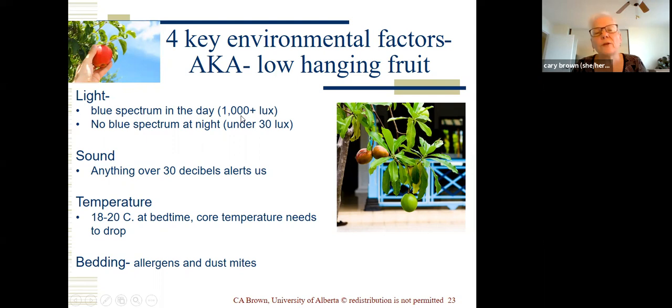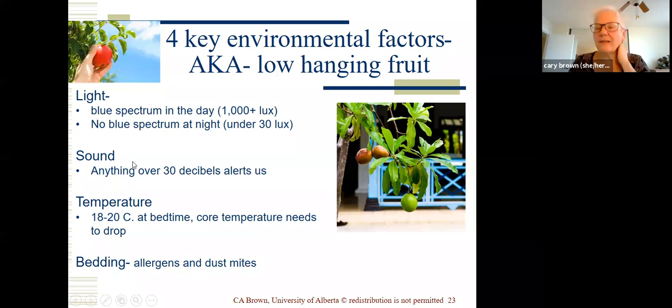So light, we're aiming for at least 1,000, preferably even higher if you can get it, and under 30 lux at night. And again, how you would measure how much lux exposure you're getting is you download the app, you hold the monitor up by your eye, and that's where you would take the reading, not sort of waving it around in the room, right? You want to know what's coming in at the eye.